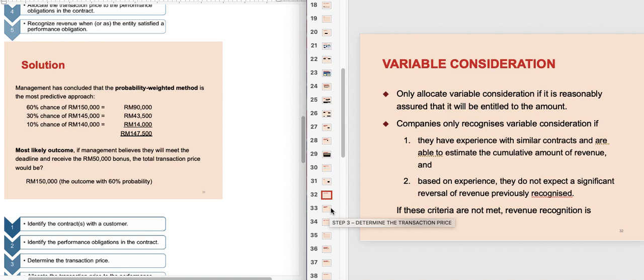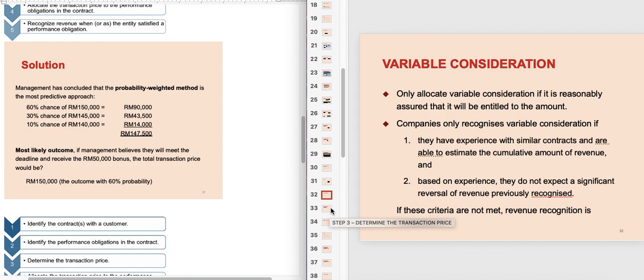So that will help you to ensure that the variable is most likely correct. Otherwise, the revenue amount is not accurate, or maybe we can say it's not reliable. Or maybe there is a reversal of revenue.